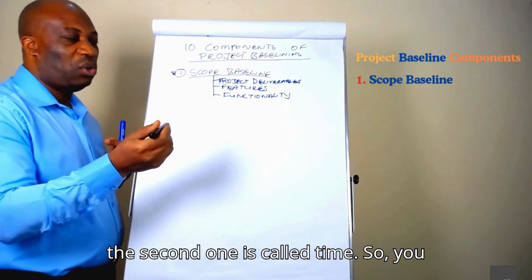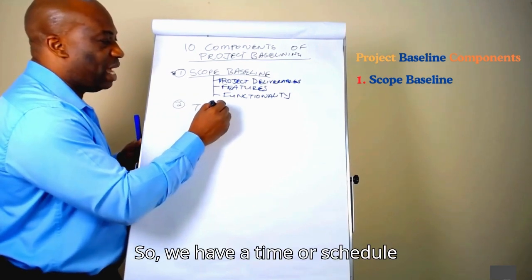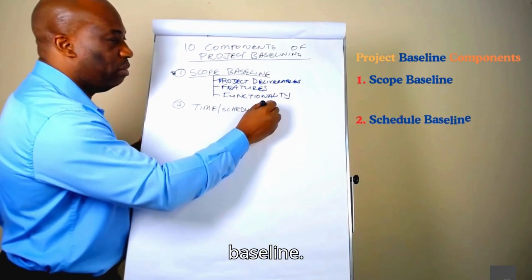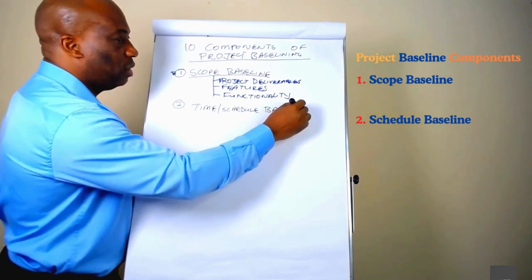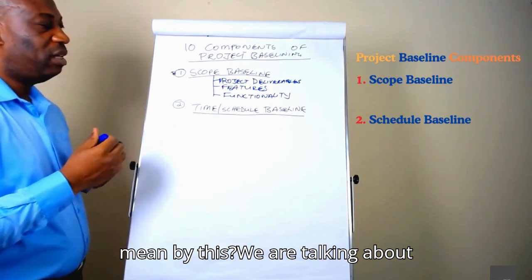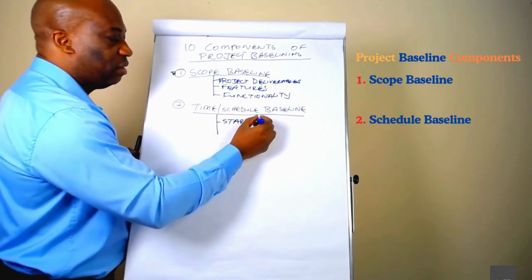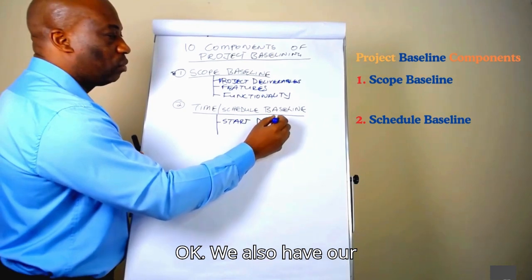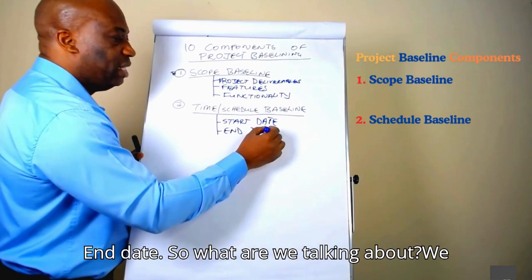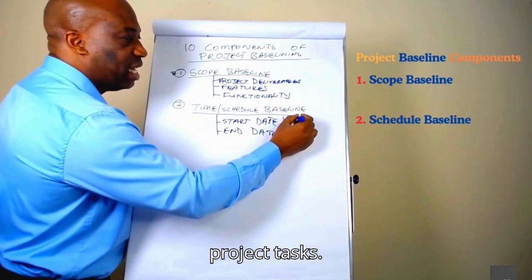Then the second one is called time. So you also need to baseline time. So we have a time or schedule baseline. So what do we mean by this? We are talking about the start date on the schedule. We have our start date, okay? We also have our end date. So what are we talking about? We are talking of the start and end date of project tasks.